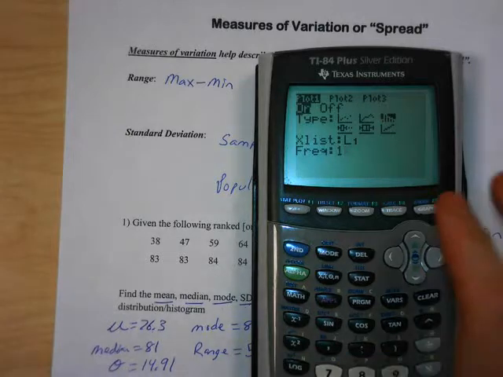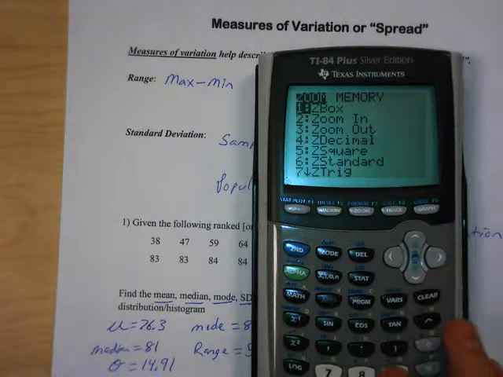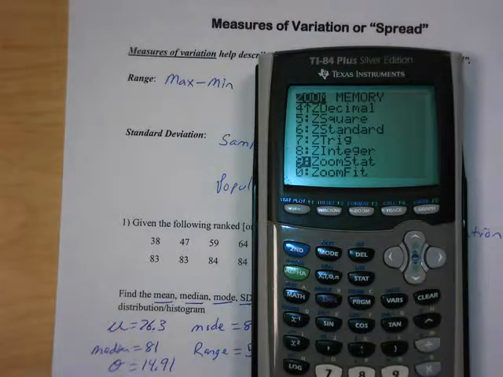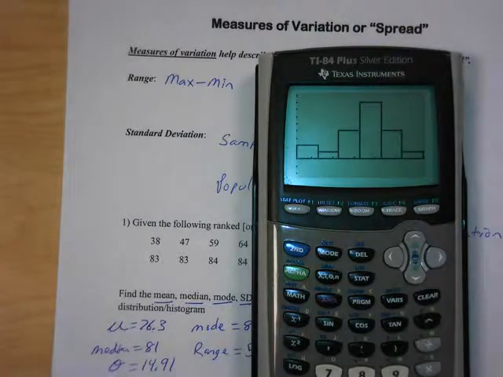Okay, so what we'll do now is say zoom stat. Zoom 9 means that we're going to zoom in our stat window. So we'll press enter, and that makes a histogram.